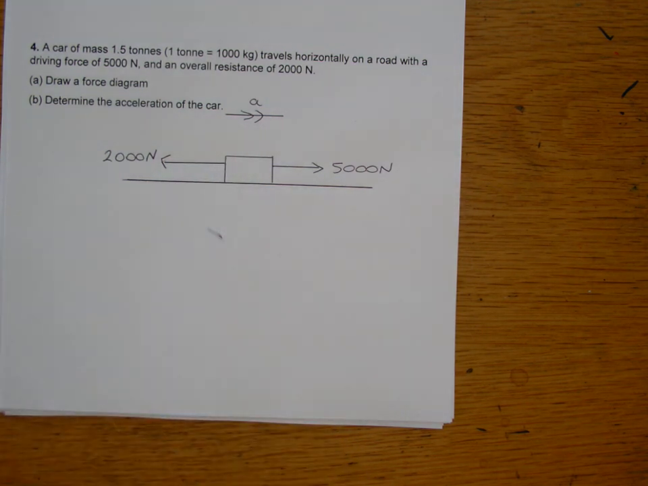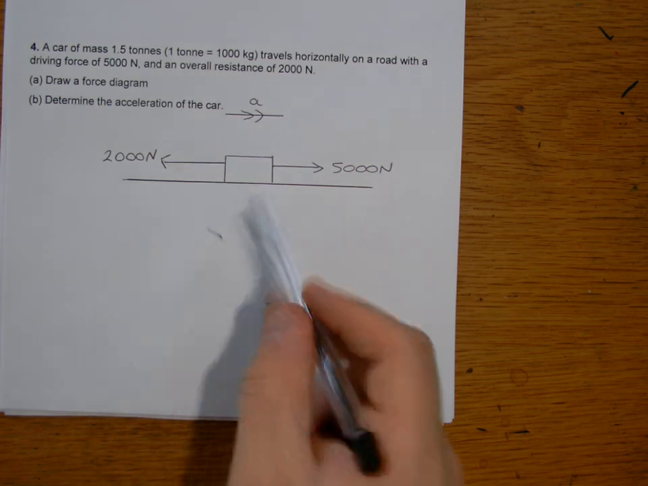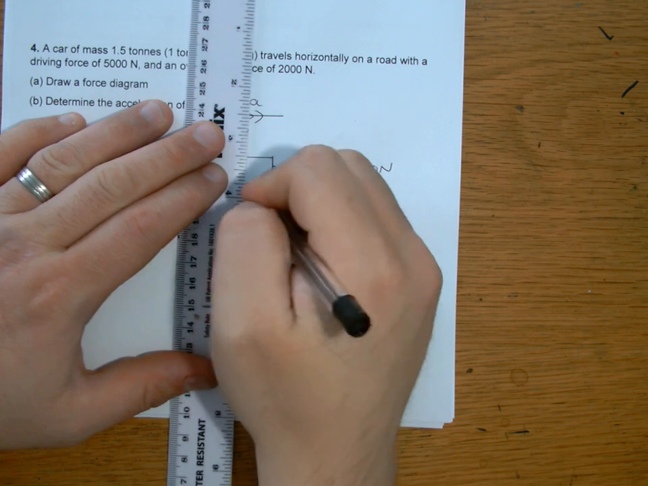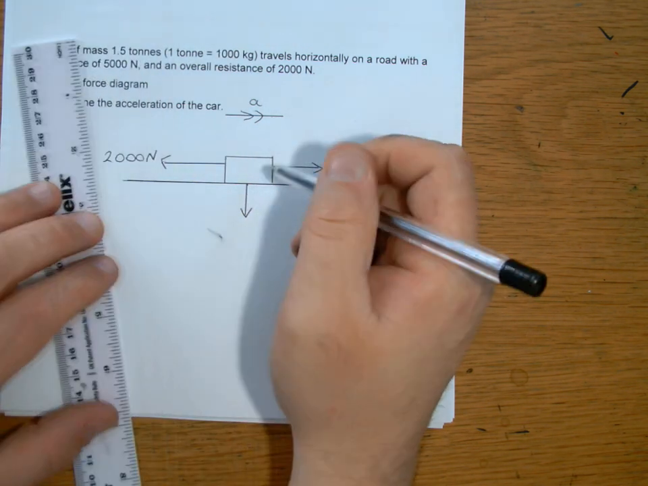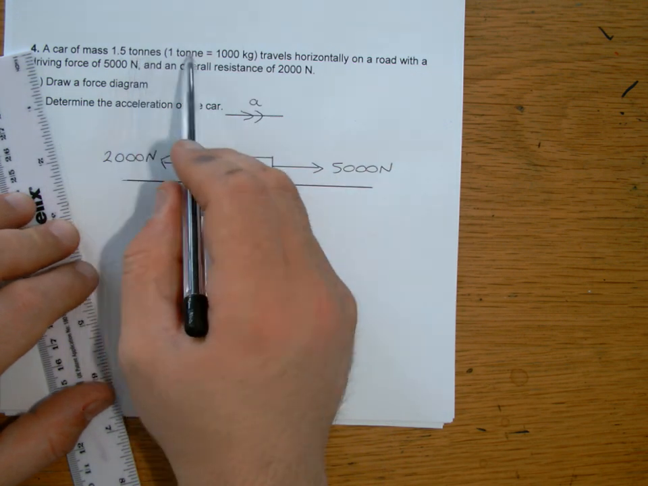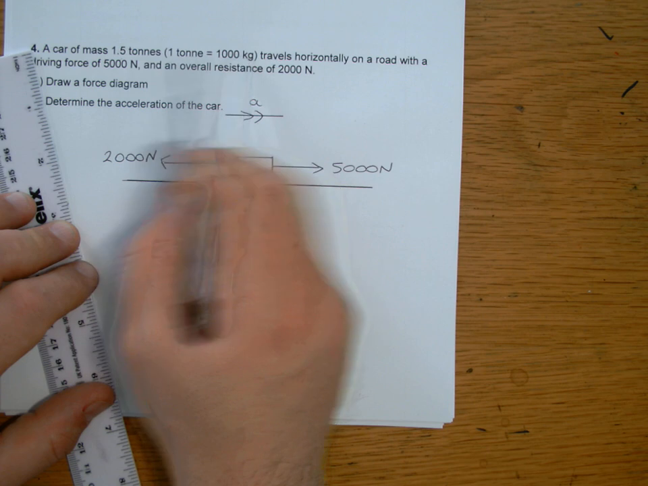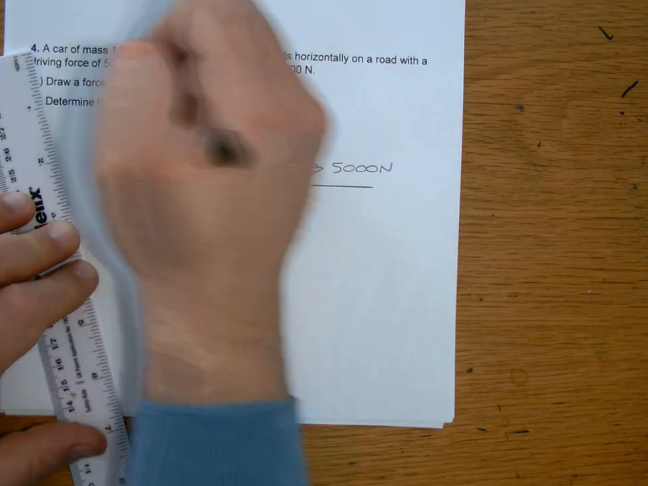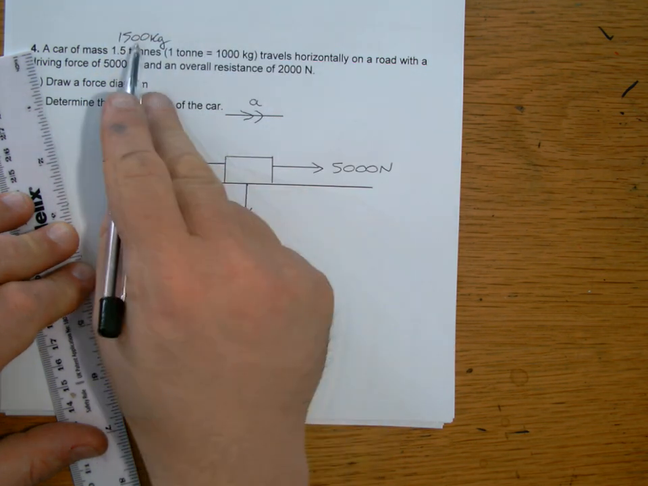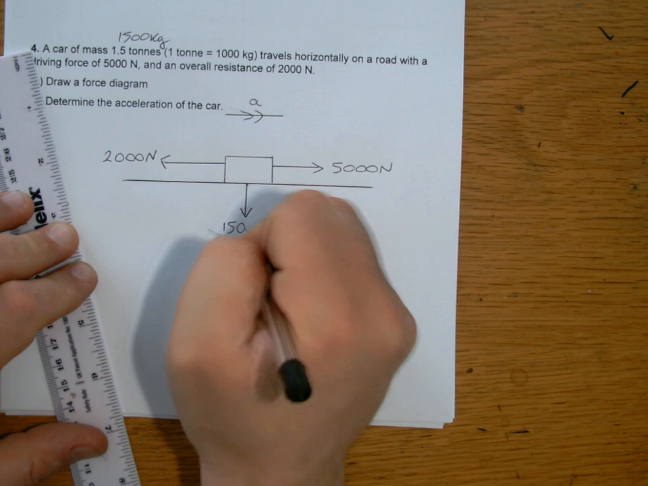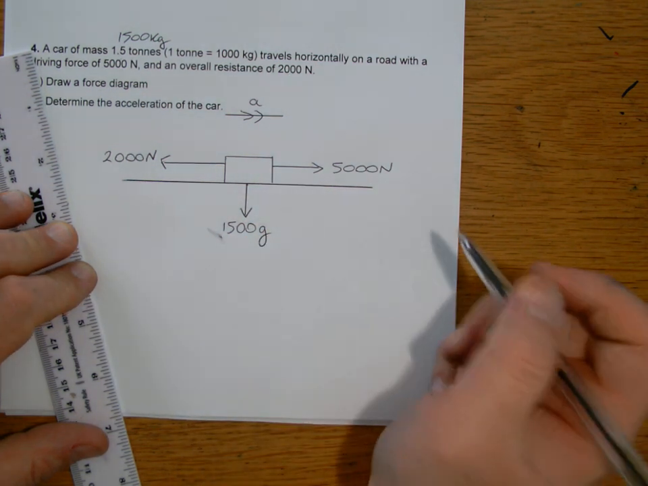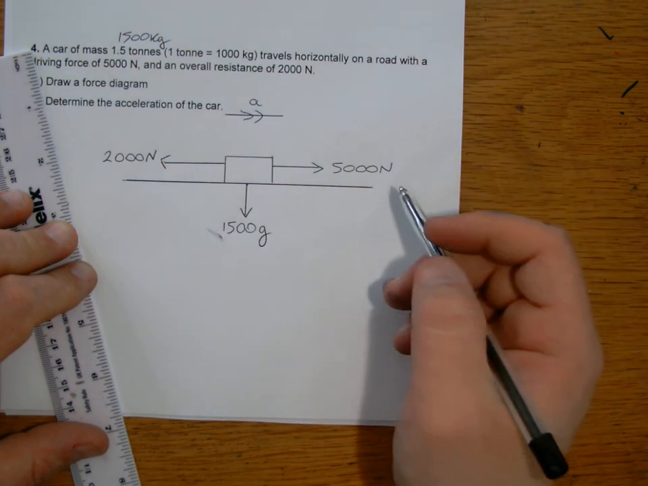Now, of course, the other force in place is that this car's got a weight, hasn't it? It acts downwards from its centre, and that will be the mass, if you remember from the last question. The mass is 1.5 tons, but a ton is 1,000 kilograms, so 1.5 tons will be 1,500 kilograms. You've got to times that by g, which we know is 9.8, which will give us our weight.